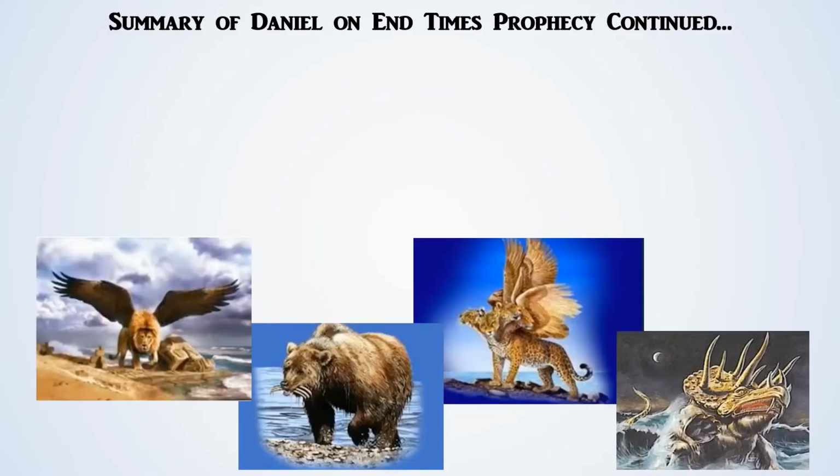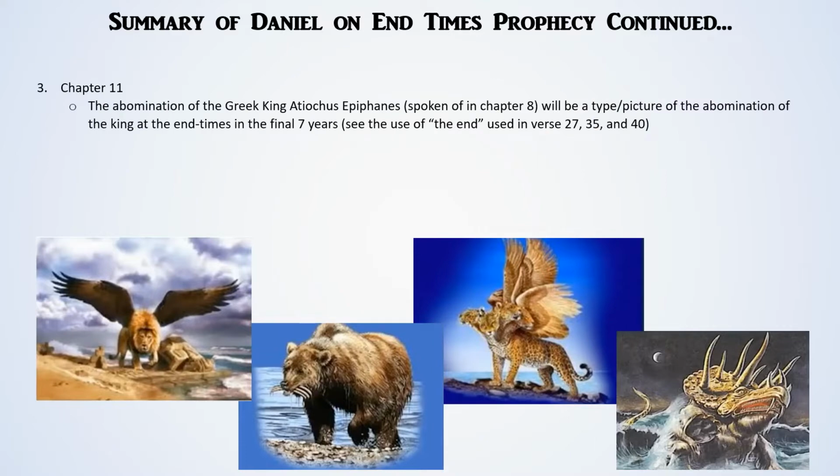Then in chapter 11, the one eschatological fact that you can draw from chapter 11 is that the abomination of the Greek king Antiochus Epiphanes, spoken of in chapter 8, is going to be a picture or a type of another abomination that a king commits in end times. Because when it starts talking about the abomination, it walks through the Greek Empire in chapter 11, king by king, until it gets to Antiochus Epiphanes, who commits this abomination.